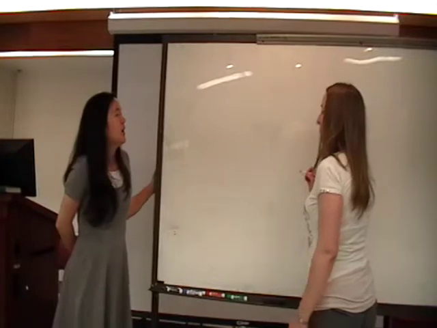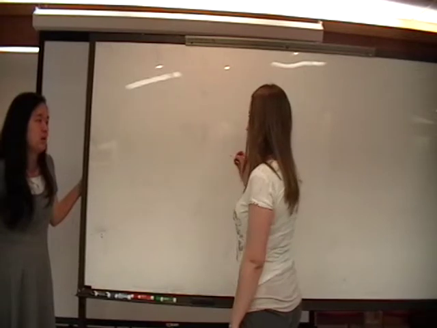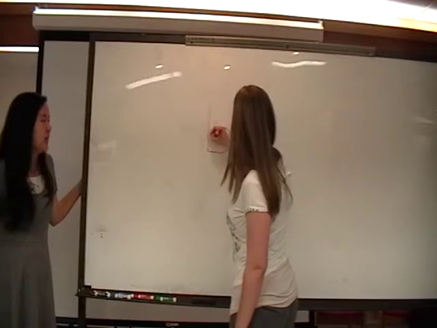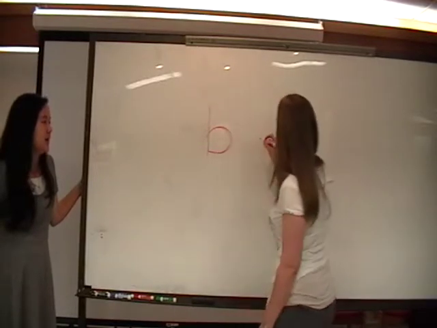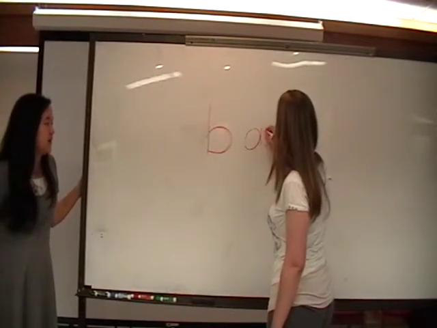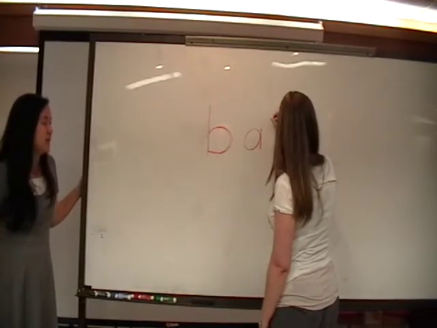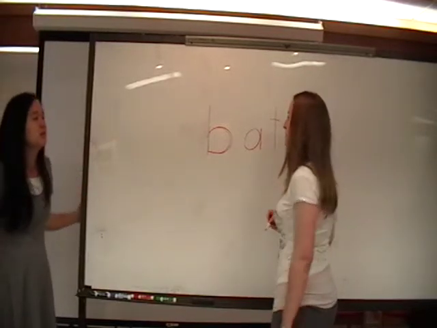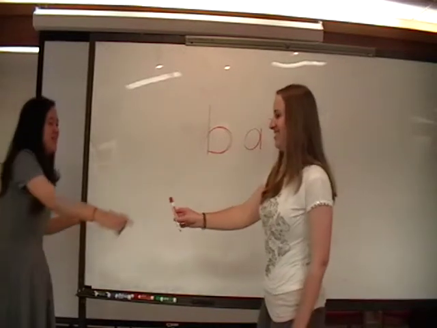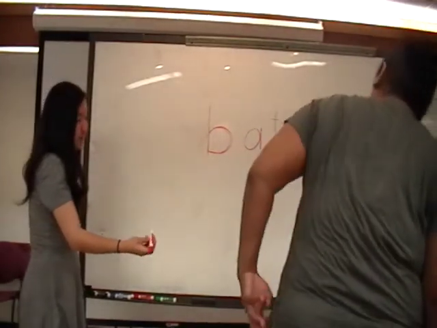The sounds will be b, b, b. Okay? B, a, t, t. All right. Can you sound it out now? B. At. Bat. Okay, good job. Next. Nice.